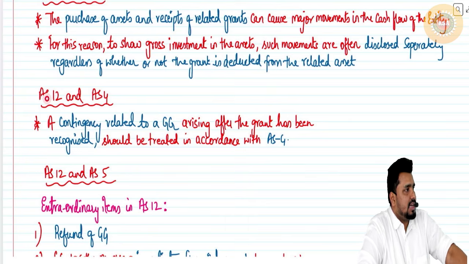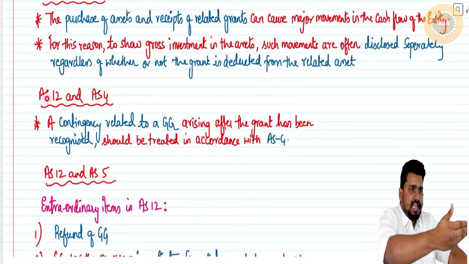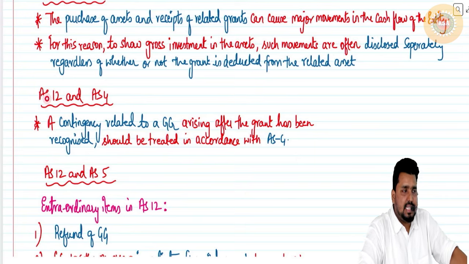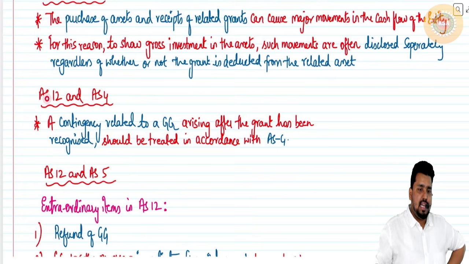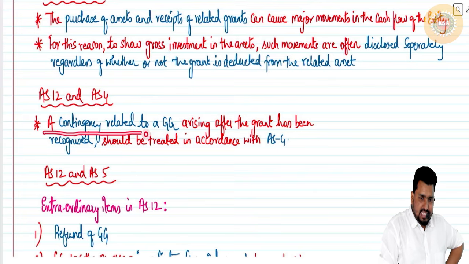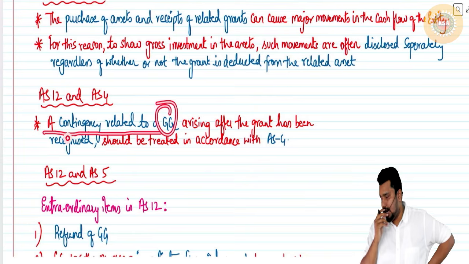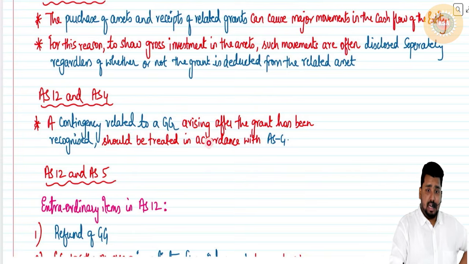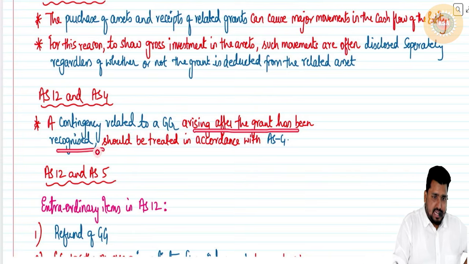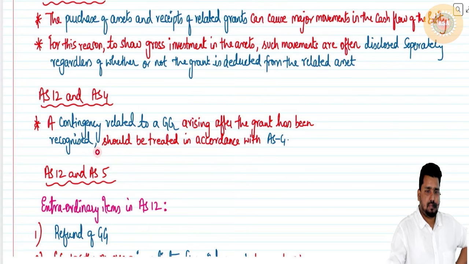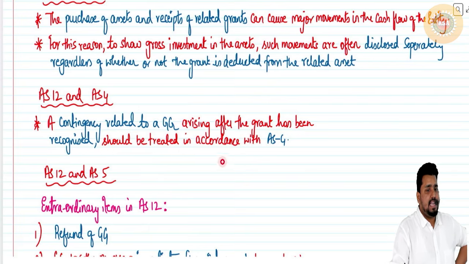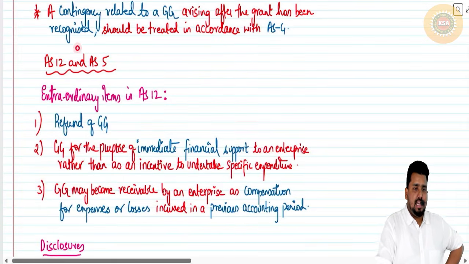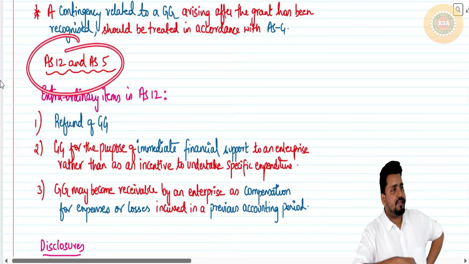That is called adjusting and non-adjusting, as per AS4. Repeat once again: a contingency related to a government grant, arising after the grant has been recognized, should be accounted for as per AS4, not as per AS12. Clear?